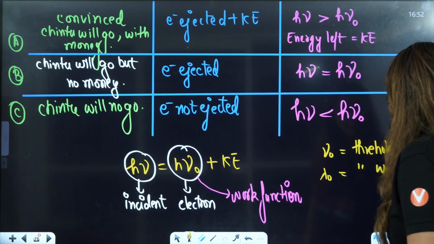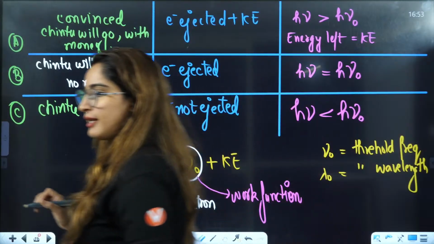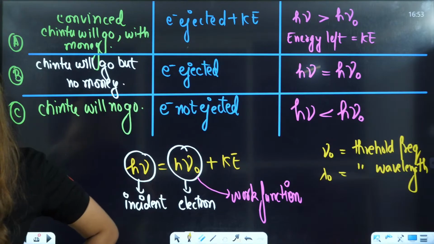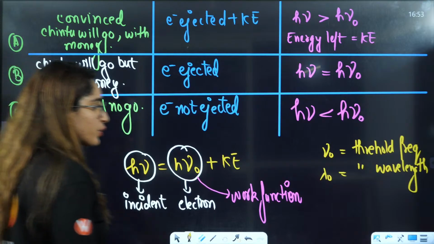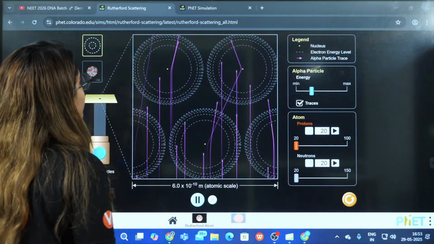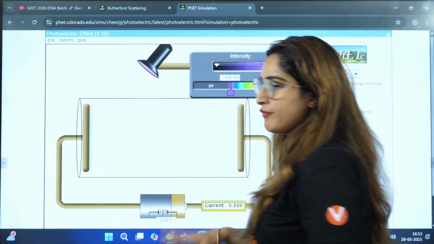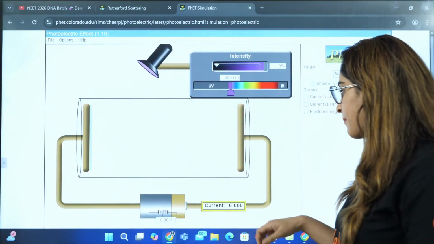Okay, tell me, is there any confusion till here? Any confusion? Yes, students, is there any confusion till here? Now, I'll show you what exactly we are going to do here. Let us see with the help of this simulation what is happening.